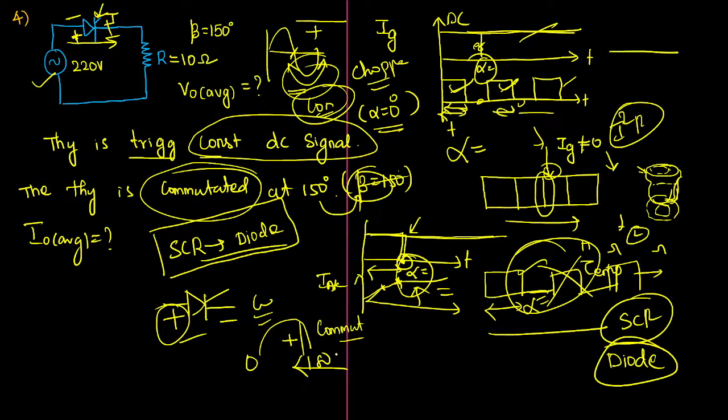Commutation technique will help us to reverse the polarity across the SCR such that SCR will get turned off. This is basically called commutation process. So commutation is a technique which we are using in power electronic devices in order to forcefully try to turn off the devices. Commutation technique is basically used to turn off the devices forcefully.